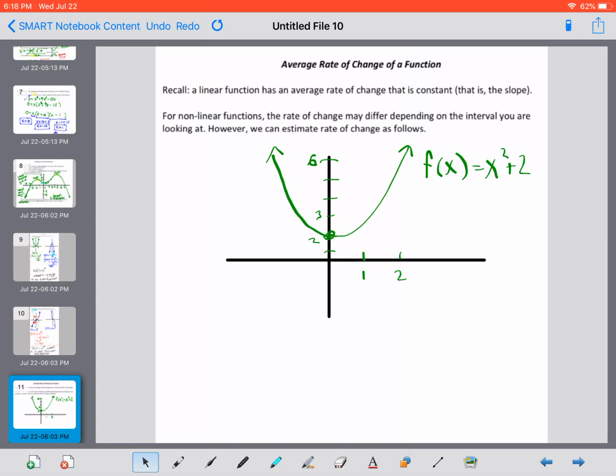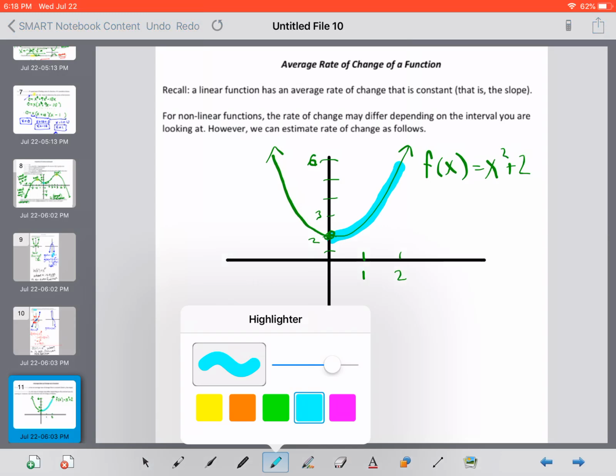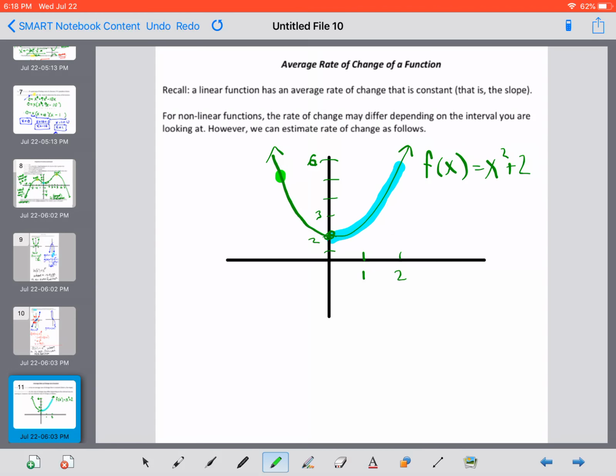For a nonlinear function, the rate of change is going to depend on which x values you choose. If I wanted to look at the average rate of change over, let's say, the interval from 0 to 2, on average, the rate of change of this function is going to be a large number, but if I looked at the average rate of change over the interval from -2 to 0, the rate of change is going to be a negative number. But we can try and get at the idea of rate of change by looking at the average rate of change. Okay, so the way that we find the average rate of change is as follows.